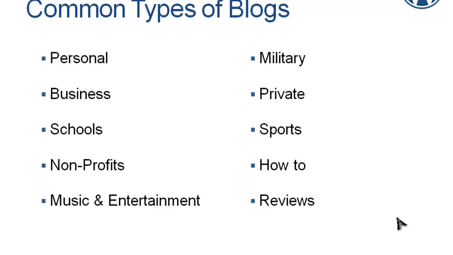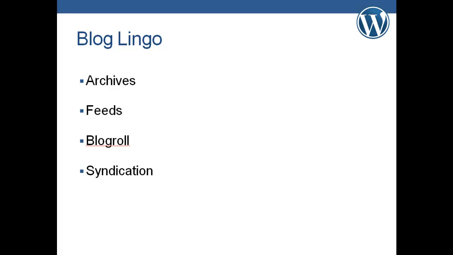How to do different things. Reviews, ratings and reviews. Maybe you have a movie rating blog or something like that. So just a couple different types, and there's more than this. This is just the ones that come to my mind first. So here's some blog lingo. These are just words that you'll hear once you start blogging or reading other people's blogs. You'll see these words quite a bit.